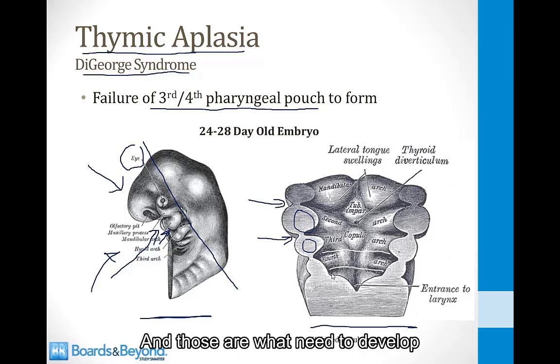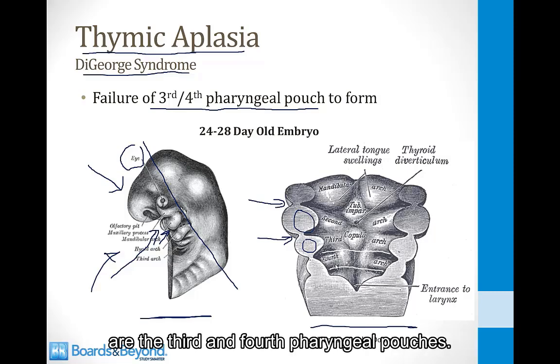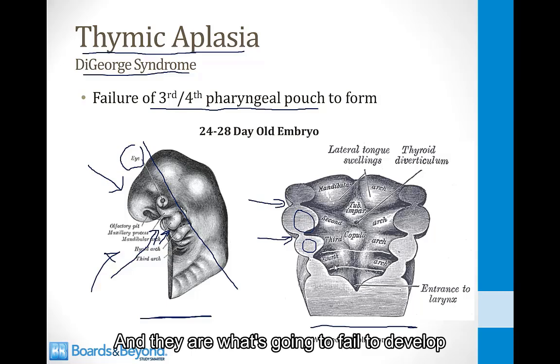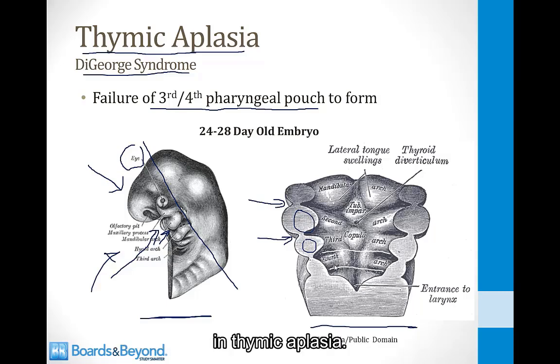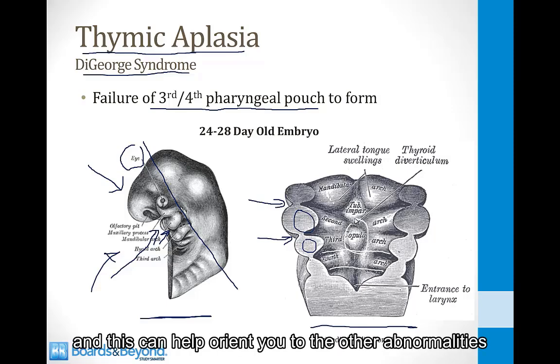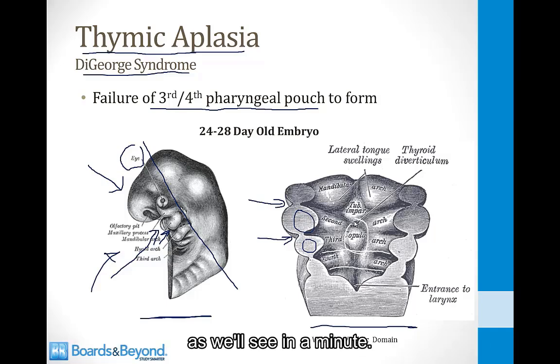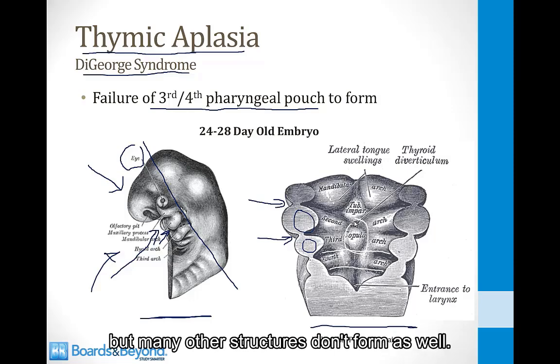And those are what need to develop in order to form the thymus. And these two that I've marked down here at the bottom are the third and fourth pharyngeal pouches, and they are what's going to fail to develop in thymic aplasia. Of note here, these central structures are going to go on to develop the pharynx, and this can help orient you to the other abnormalities that are going to go hand in hand with thymic aplasia. As we'll see in a minute, it's not just the thymus that fails to form, but many other structures don't form as well.